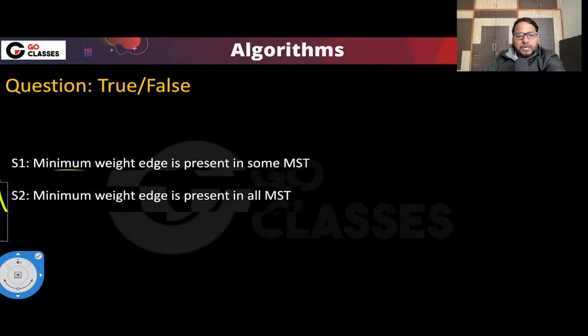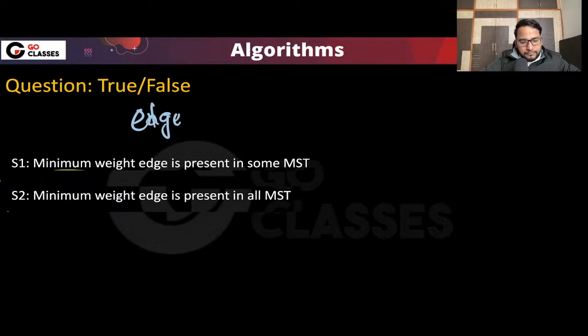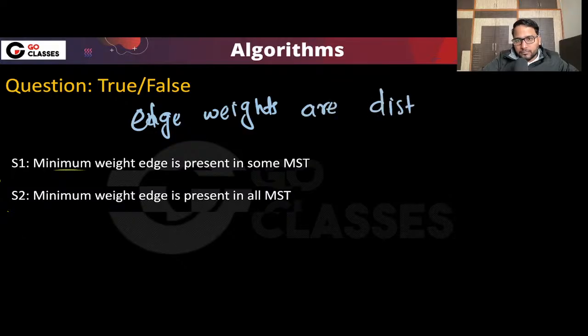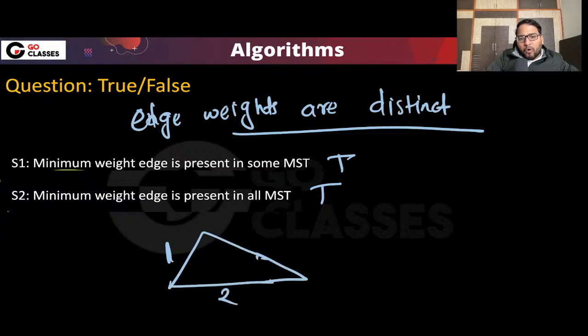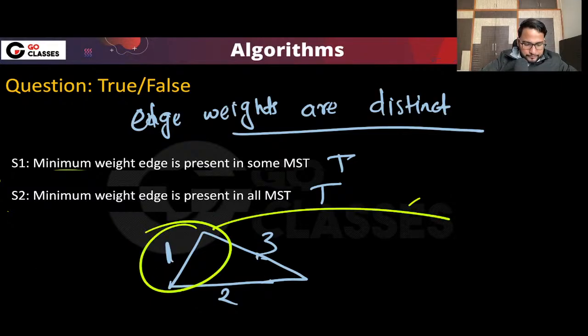So let's suppose the question is the same, but now they say that edge weights are distinct. In that case, both are true. Since there is only one, it is a part of all MSTs, and it is a part of some also. Part of all MSTs.